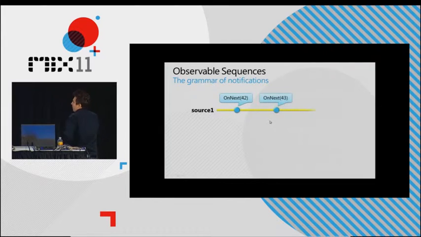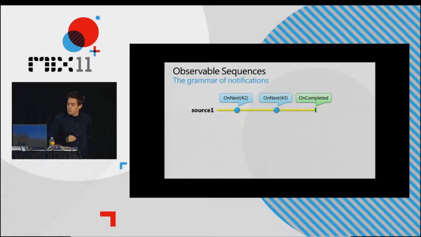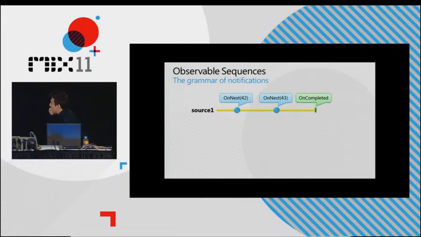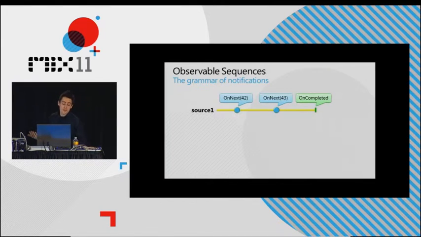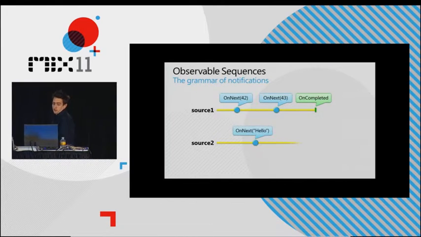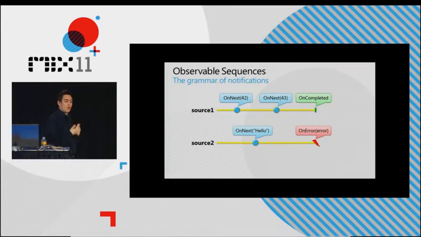So here I have an example of a couple of those event sequences. We draw those using those diagrams that we call marble diagrams. So a marble diagram is basically a line of time on which we draw 3 icons. One is a bullet that basically represents onNext, and then we have a vertical bar that represents onCompleted. So this is a valid sequence of events. Here's another source that doesn't end with an onCompleted, but it's a source that ends with an onError.